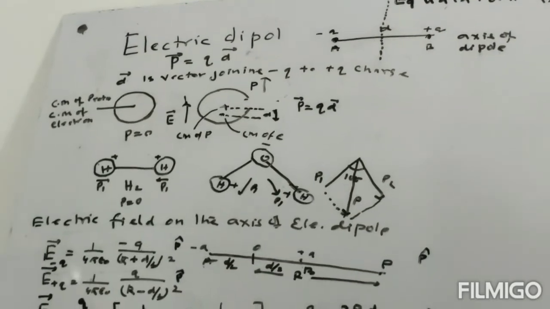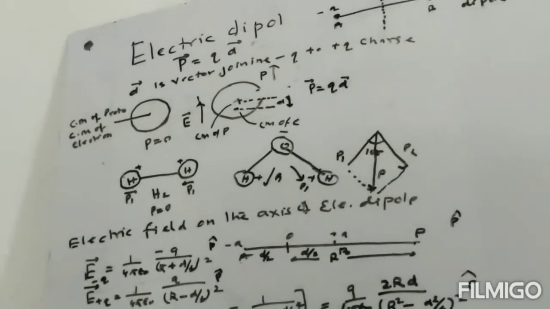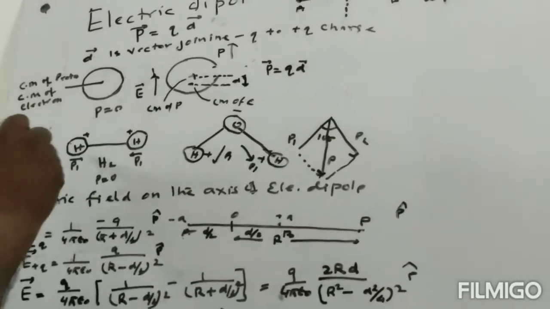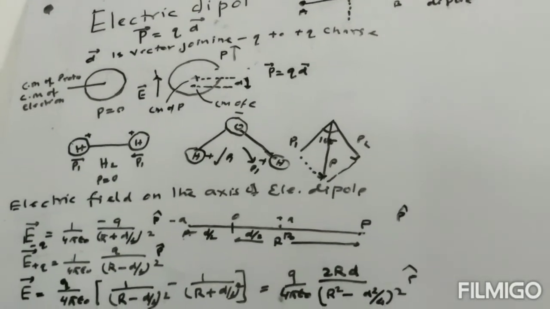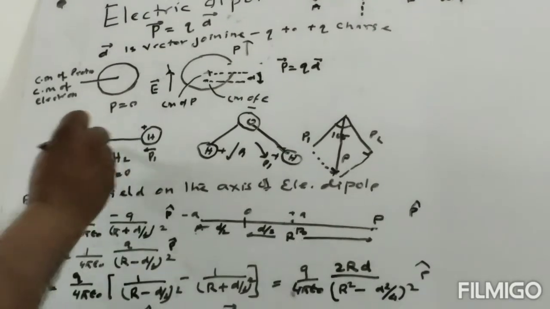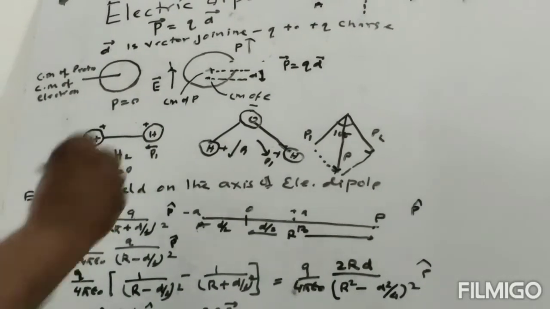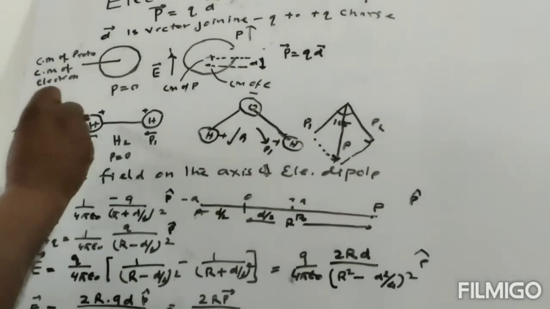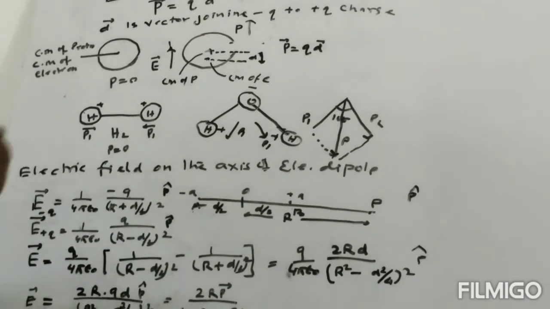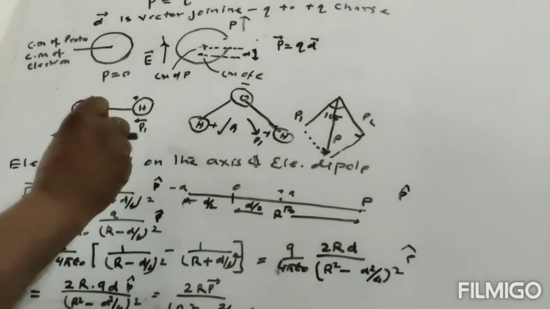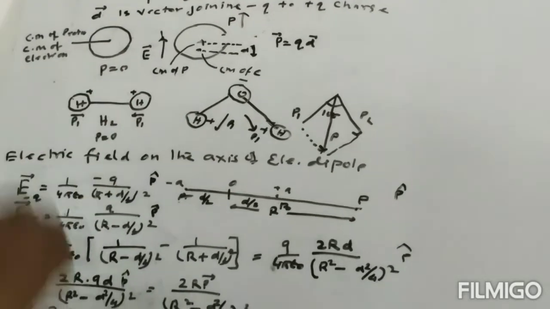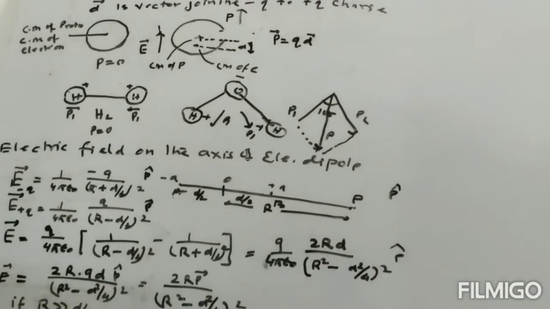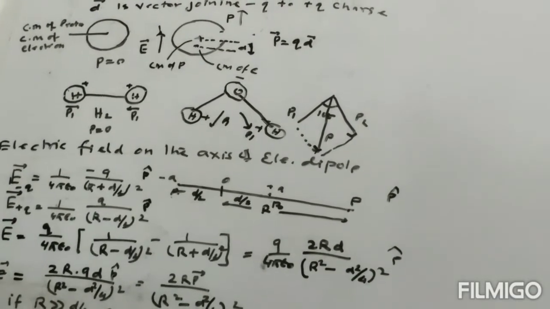Now similarly, in the case of molecules, if we take the molecule of hydrogen H2, then the dipole moment for one H is P1 towards the right and the next H is P1 towards the left. So the net dipole moment is 0. So H2 is a non-polar molecule.